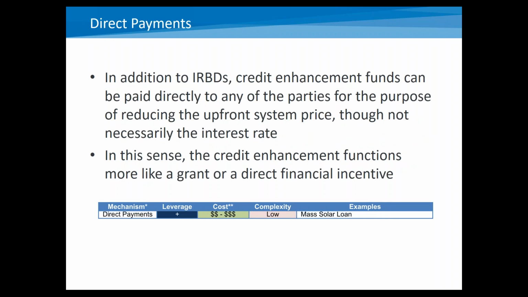Direct payments, like interest rate buy-downs, are essentially like a grant. It's just giving money to either reduce the upfront price of the system or to some other purpose.